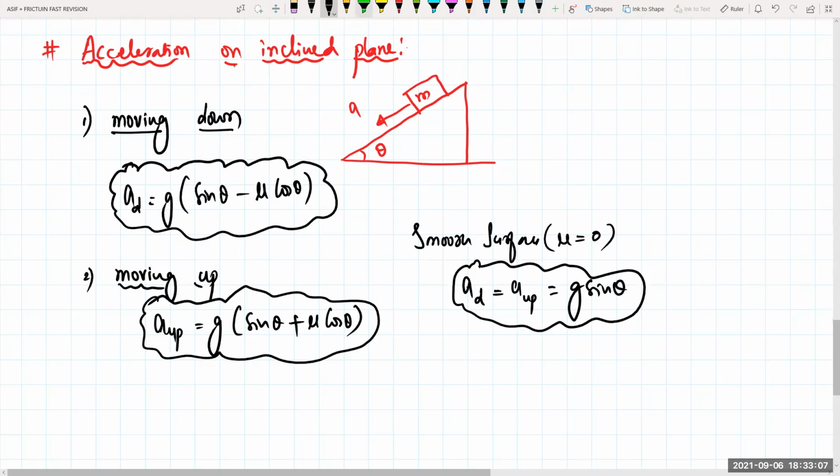And this is a very important formula. So, acceleration up or acceleration down for the smooth surface will be equal to g into sine theta. Whereas for the rough surface, it is g sine theta minus mu cos theta. Acceleration up will be equal to g sine theta plus mu into cos theta. Clear? Yes, sir.